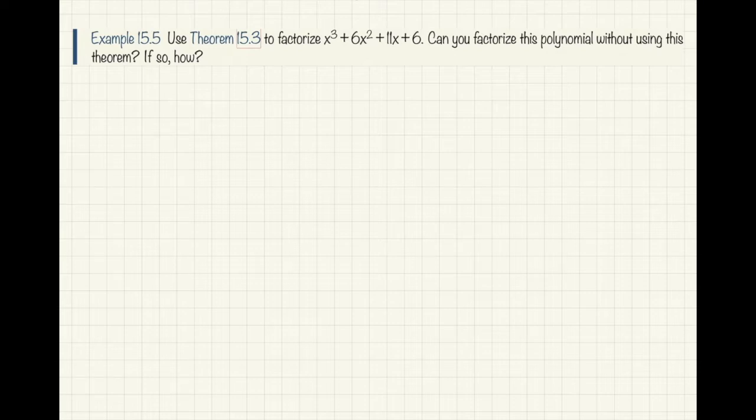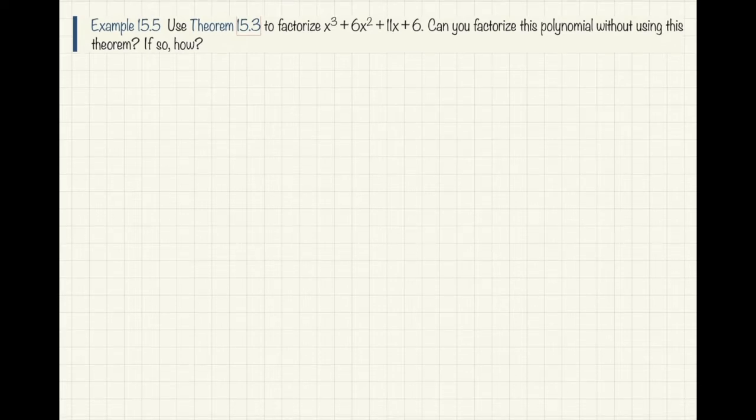So here I want to factorize this polynomial. Okay, let me write it down here. X to the 3 plus 6x squared plus 11x plus 6. Of course, one way is to be creative and try to see how I should break these terms into suitable terms so that I can factor this polynomial successfully. But of course here I don't want to use that. I want to use this theorem.